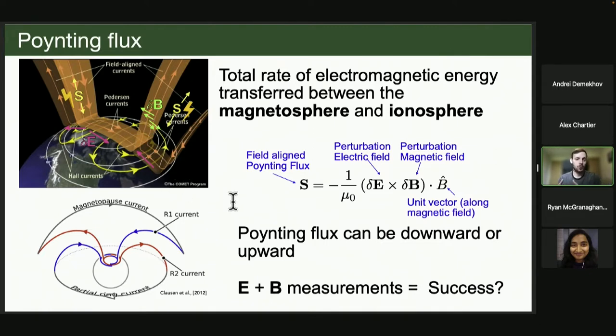Now, Poynting flux isn't always into the ionosphere. Sometimes it goes from the ionosphere to the magnetosphere, i.e. upwards instead of downwards. This happens, for instance, if thermospheric neutral winds drive an ionospheric field instead of the magnetospheric convection. Most of the time, however, it's the magnetosphere driving the ionosphere, so upward flux is uncommon and usually small compared to downward flux.